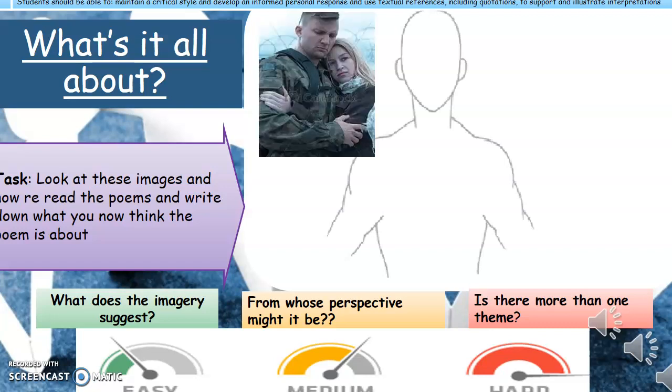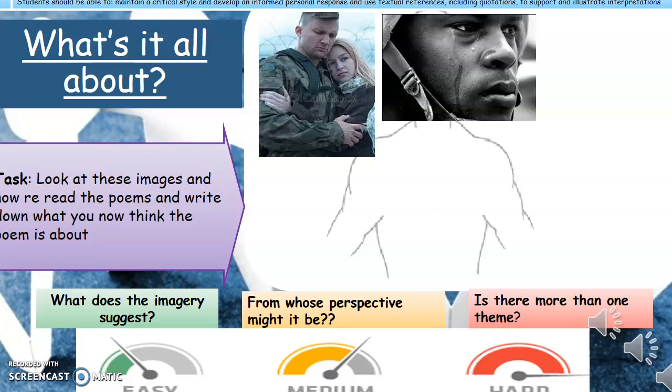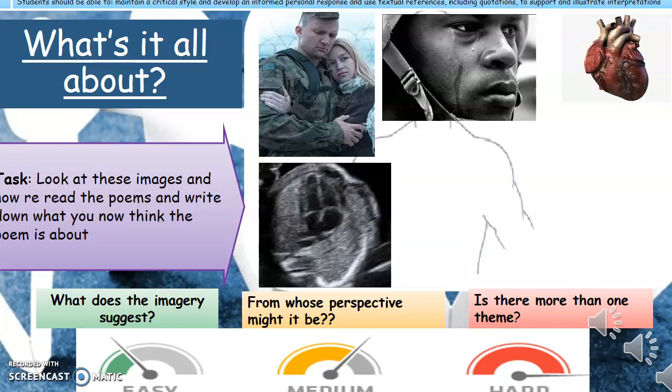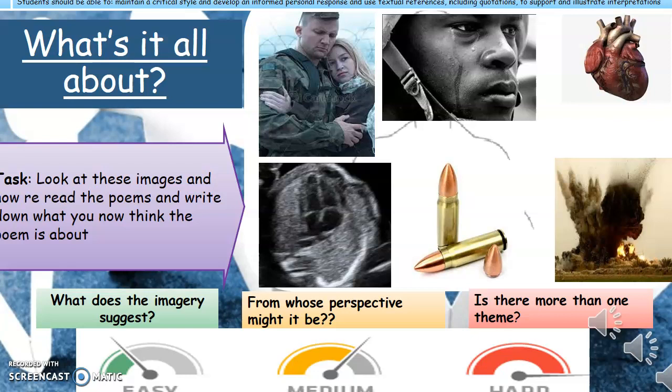This time round, I'm going to show you a selection of images so you can see the outline of a man. You can see a couple cuddling in army clothing. Having a little look through these images, and then I'm going to get you to reread the poem. So you can see a soldier crying, a heart. This is a fetus, a picture of a baby scan, metal bullets, and a mine that has exploded. Okay, so that's like a bomb you find under the ground and you might tread on it and it explodes, but you can't see it. So now I'd like you to reread the poem and write about what you think the poem is about now. So pause this video and complete that task.